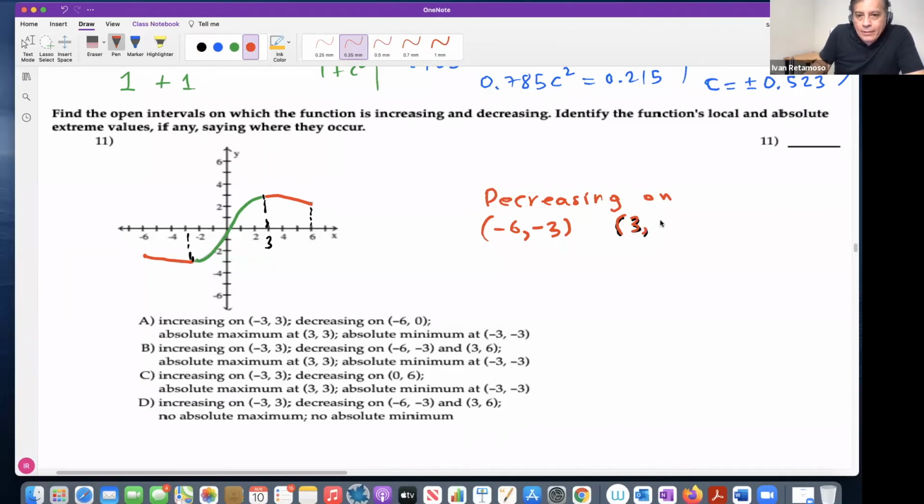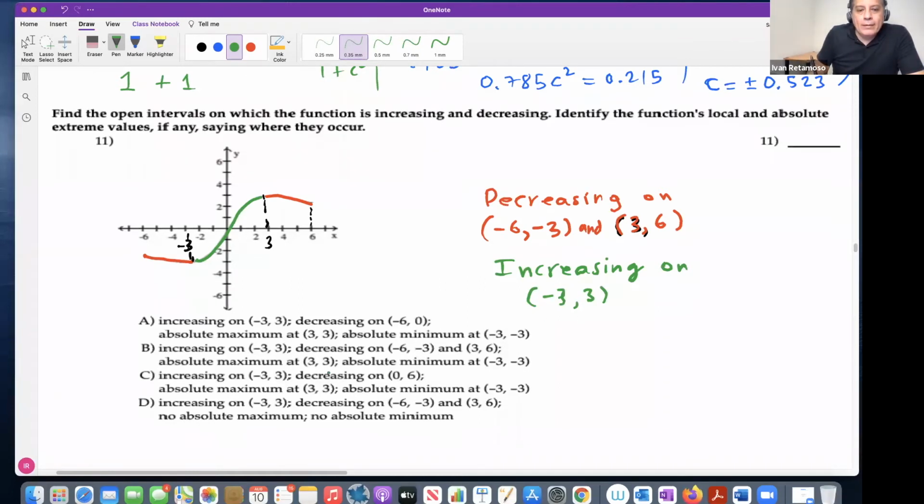So often mathematicians use the symbol union or the word "and", right? Decreasing on this interval and on this interval, right? Great. Now, this is decreasing. What about increasing? Increasing from here up to here, right? From -3 to 3, right? Yes, from -3 to 3. So increasing on the interval from -3 to 3.